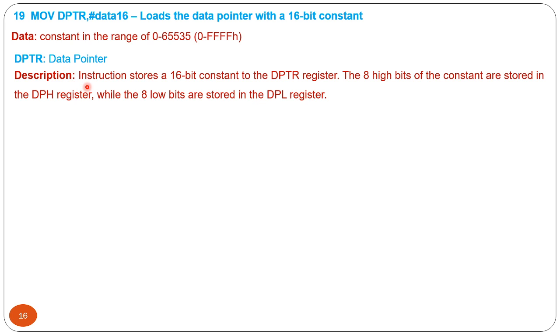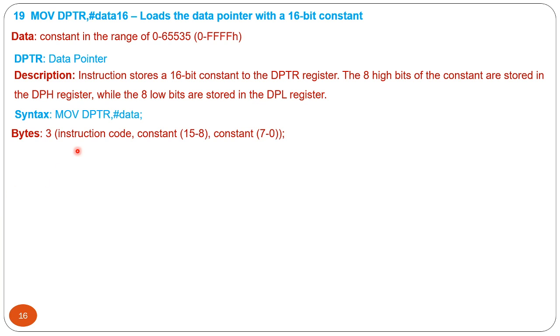Description of this instruction: the instruction stores the 16-bit constant in the DPTR register, and the 8 higher bits of the constant are stored in the higher byte of DPTR, while the 8 lower bits are stored in the lower byte of the register.